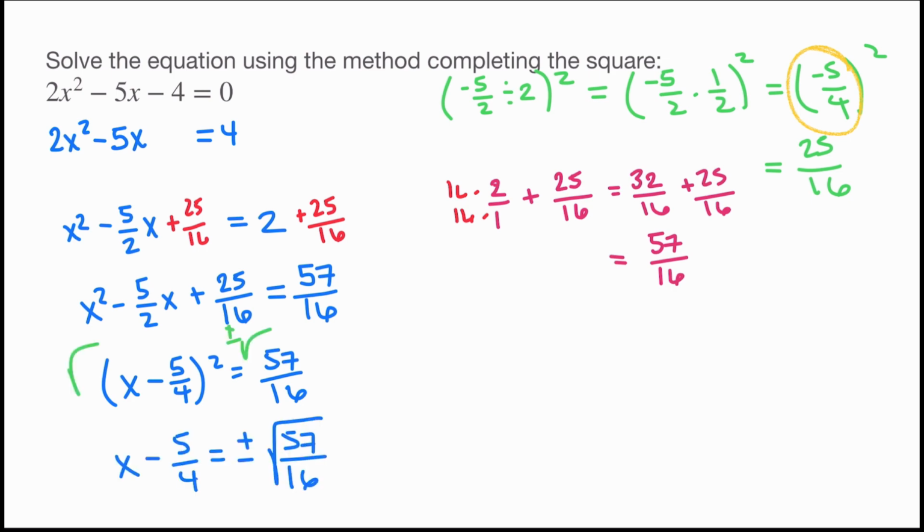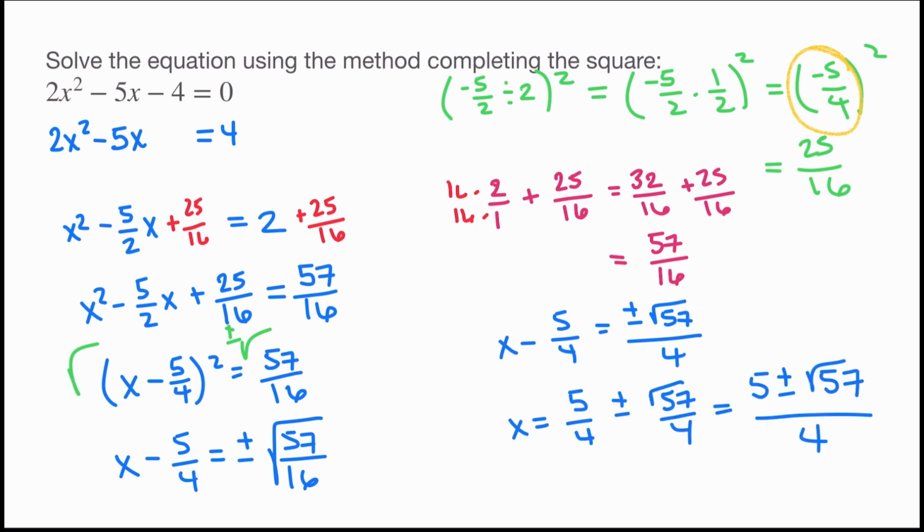Take the square root of both sides, don't forget the plus or minus. That gives me x minus 5/4 equals plus or minus root 57 over 16. 57 is not a perfect square, that stays in the radical, but 16 is a perfect square. So I can rewrite that right-hand side as plus or minus root 57 divided by 4. Finally, I'm going to move that 5/4 to the other side. I'm going to add 5/4 to get my answer. And so my answer is x equals 5/4 plus or minus root 57 over 4.